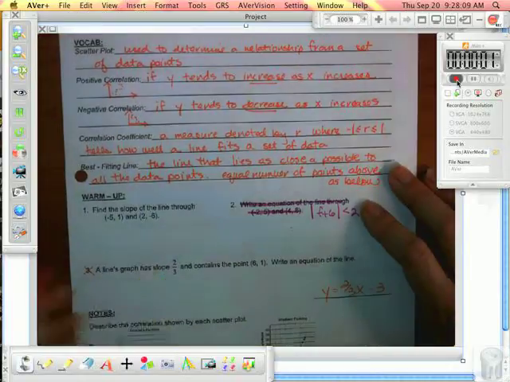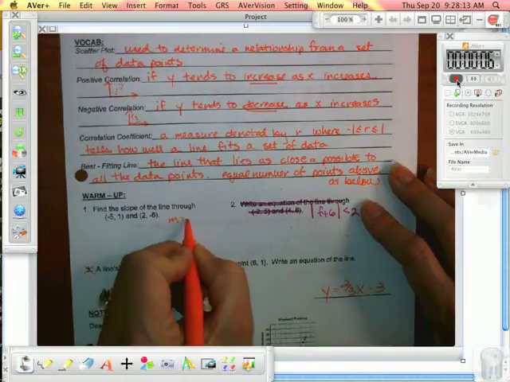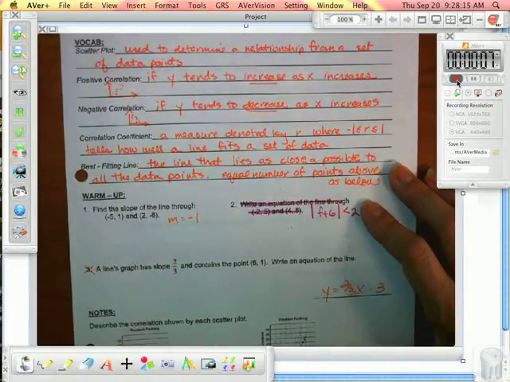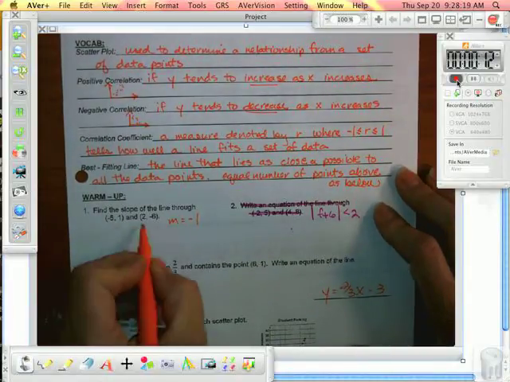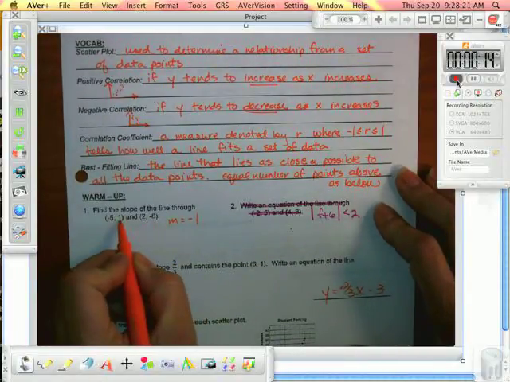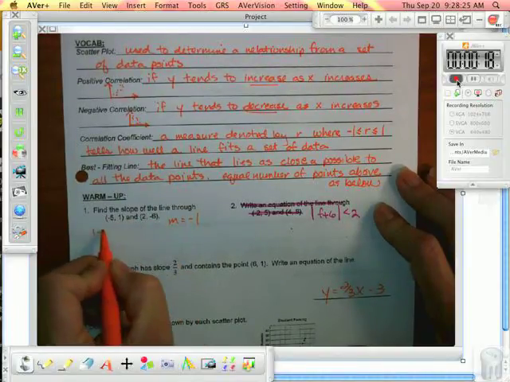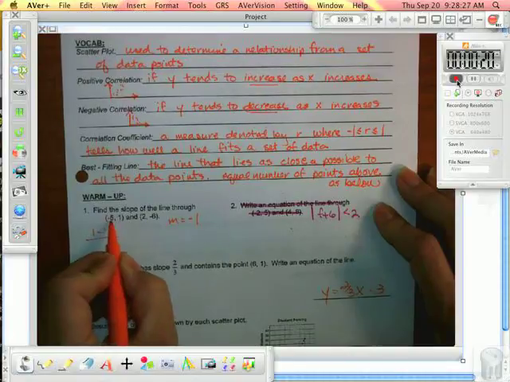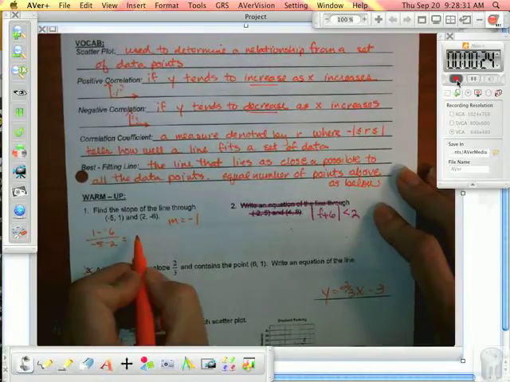All right, this one, the slope is -1. How did it go? Nailed it. It went okay. However order you want to go, you just have to subtract your y's. So I'm going to do 1 minus -6. And then you got to go the same order, -5 minus 2. Doesn't matter what order you go in.